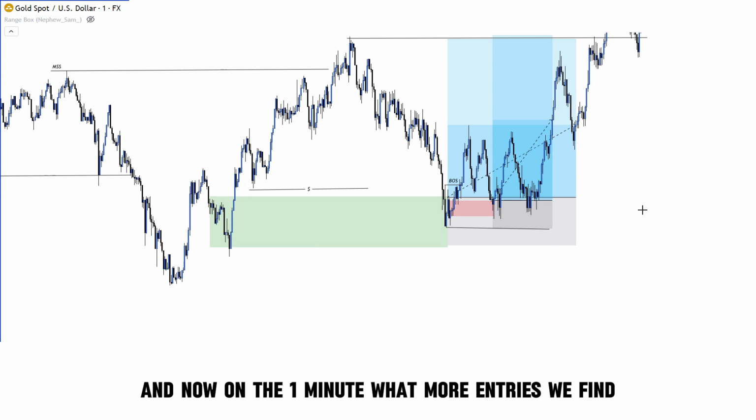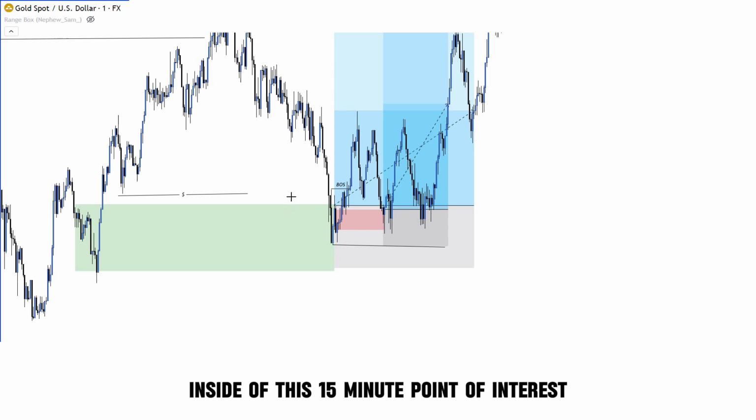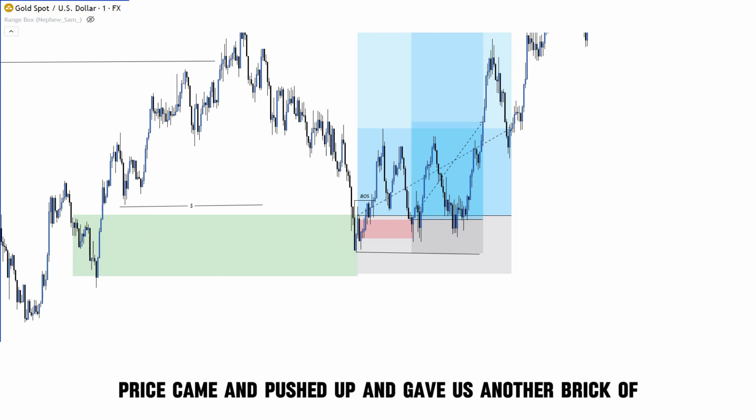And now on the 1 minute, what more entries can we find when we scale down inside of this 15-minute point of interest? And then as we can see, price came and pushed up and gave us another break of structure.